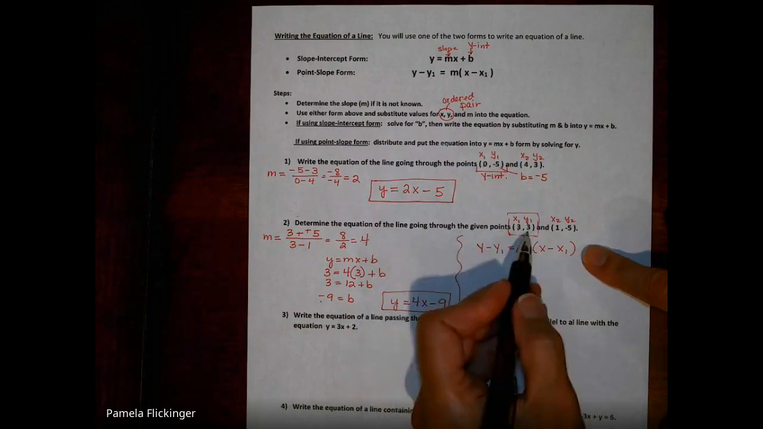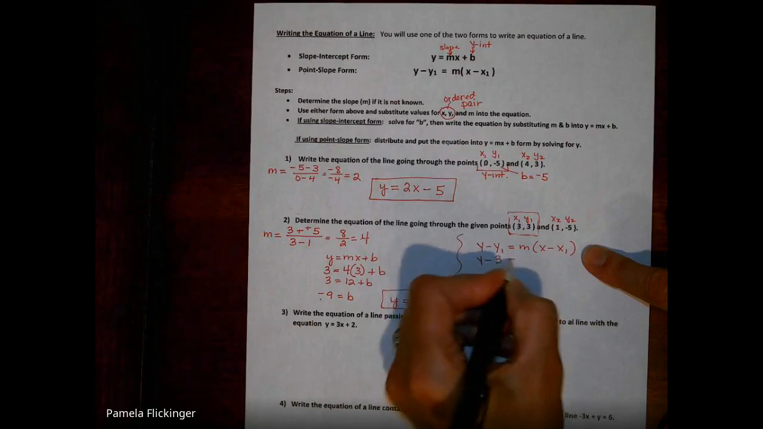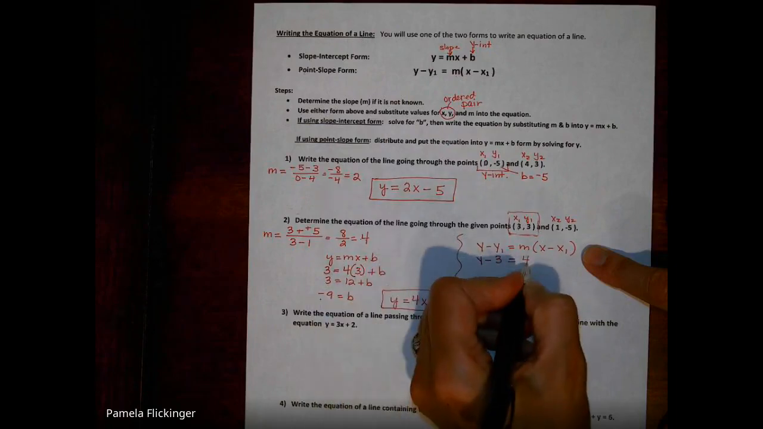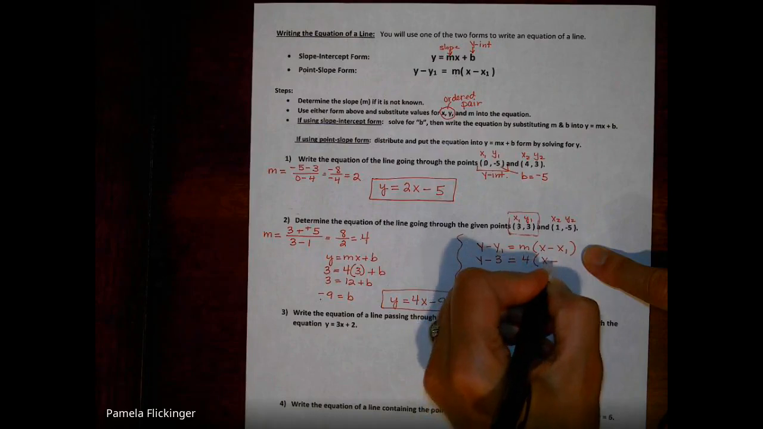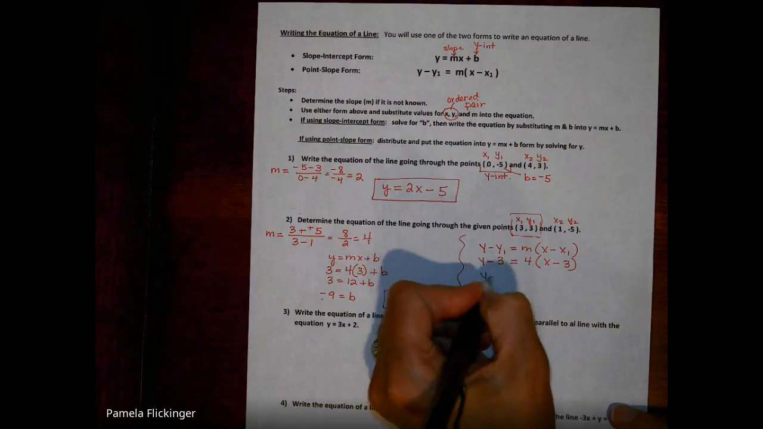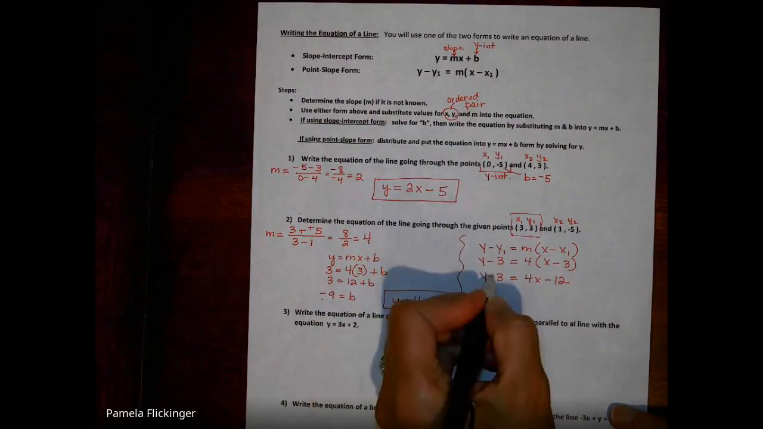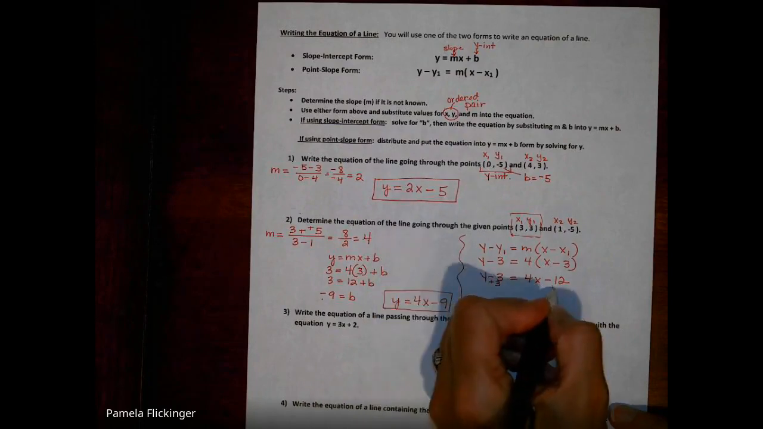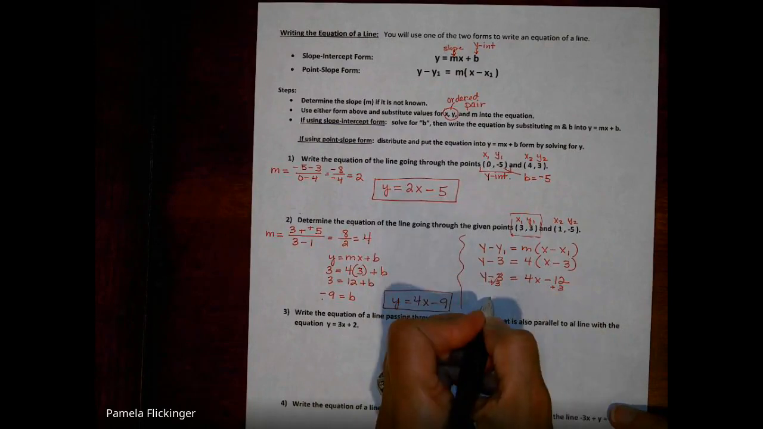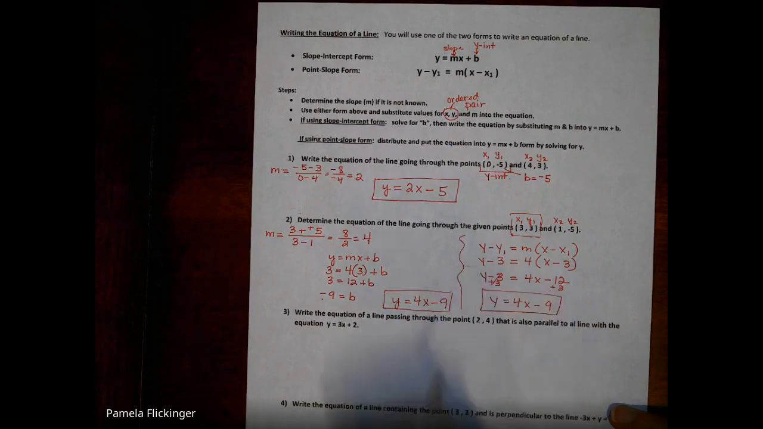All right, so again, if I use the same point, I would do y minus the y coordinate equals m, which was 4, times x minus the x coordinate. And then I distribute. So I've got y minus 3 equals 4x minus 12. And then all I have to do to get it into y equals is add the 3. And I've got y equals 4x minus 9. All right. You pick which way you want to do it.